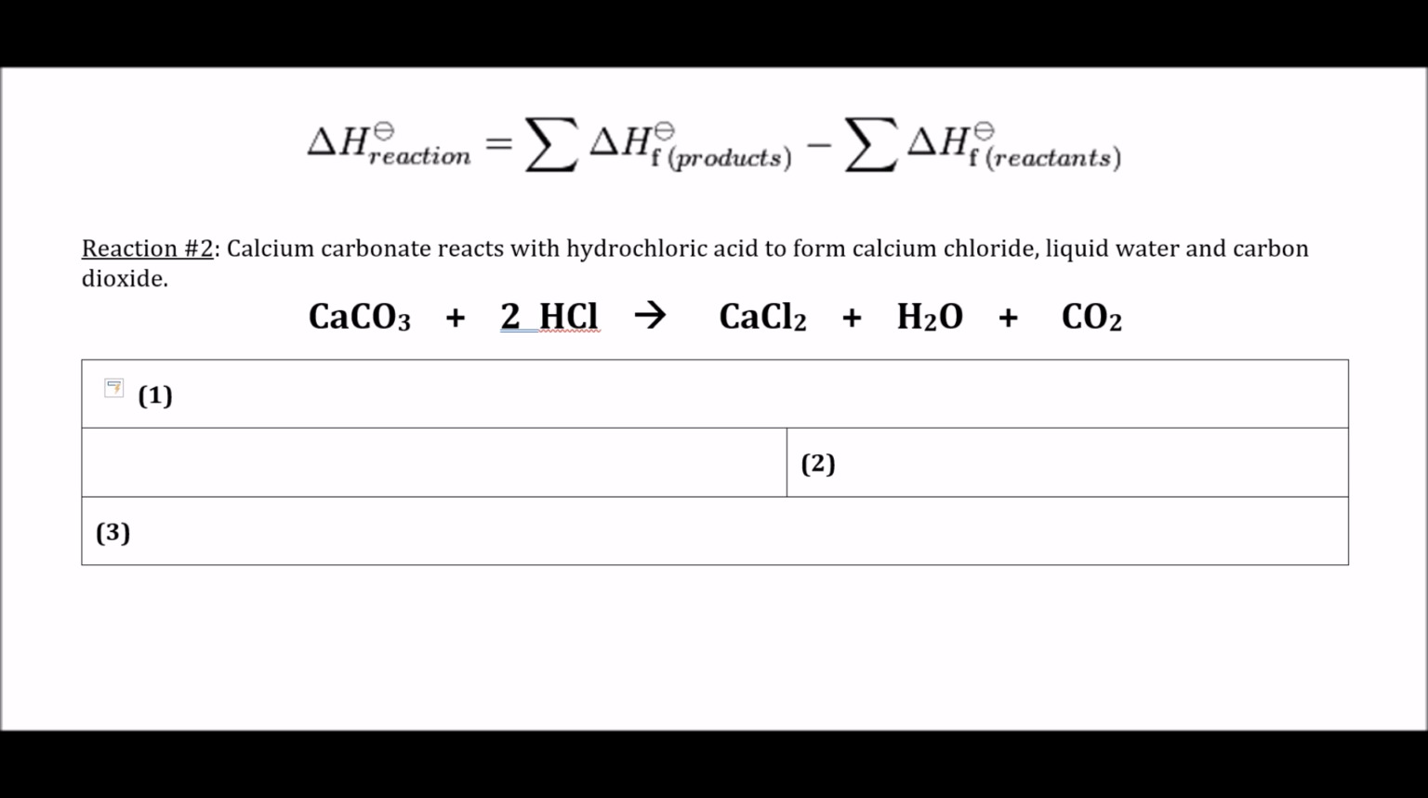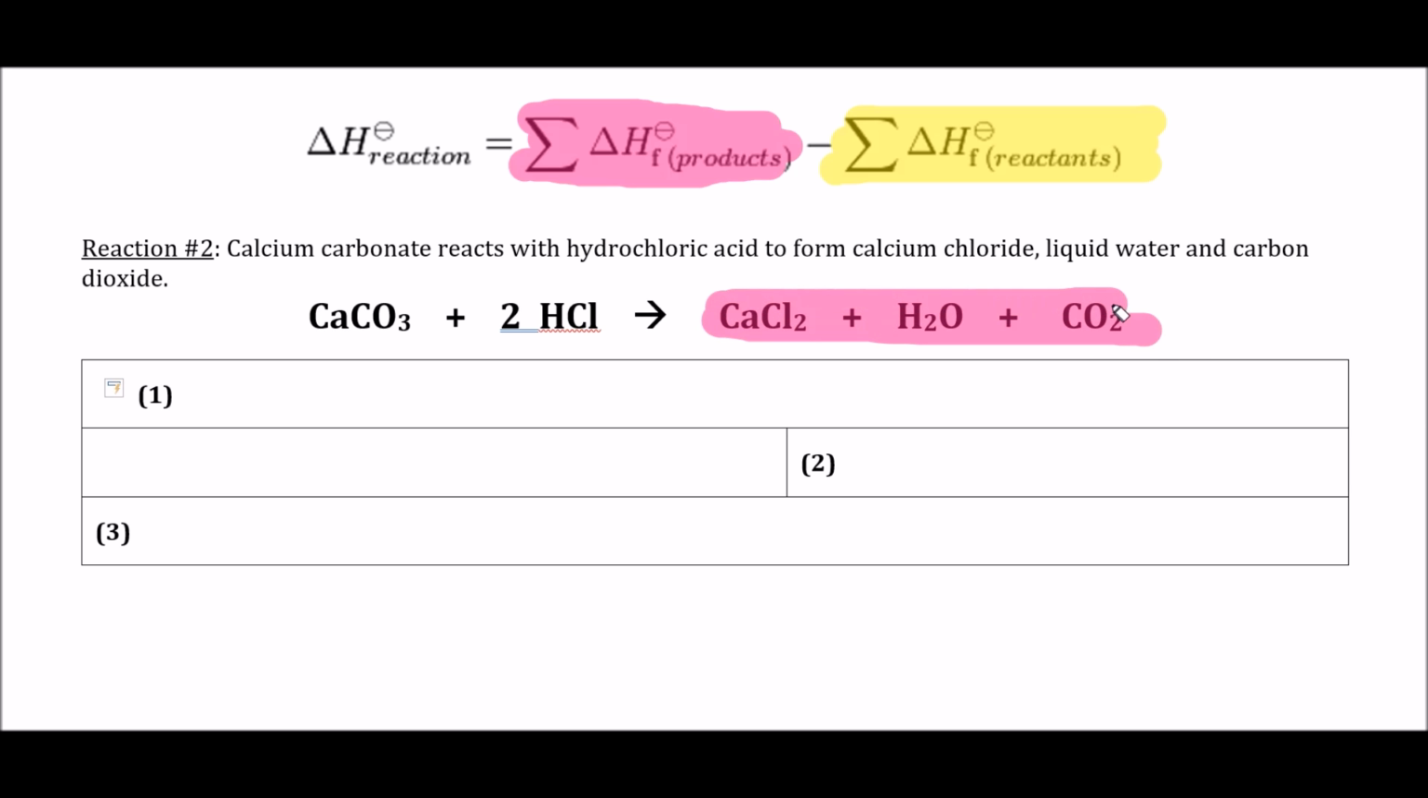Now again, it's the sum of the products right here minus the sum of the reactants right here. And if you take a look, these are the products right there, and these are the reactants. So we're going to take the sum of the products minus the sum of the reactants.